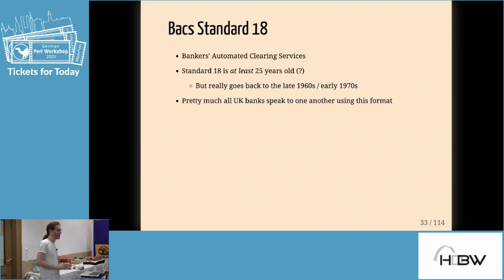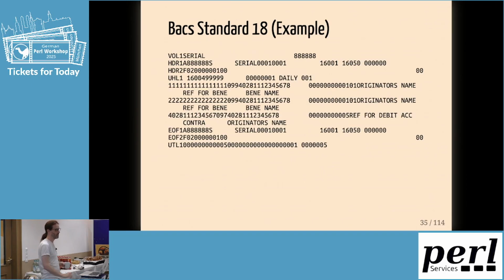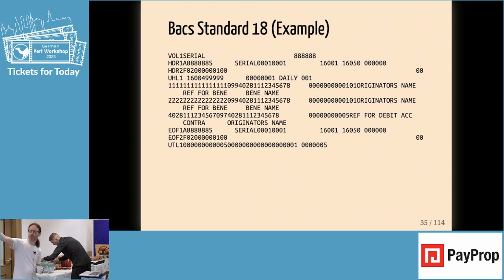Yeah, so pretty much all UK banks speak to one another using this format. It's widely adopted in one form or another in many other countries. So you find a spec from an Indian bank and you'll look at it and think, oh, this has come out of the BACS standard. It's kind of similar to the first one. So it's fixed width, but you can see it's maybe a little more readable. It's got records, volume 1, header 2, so it's a little bit more legible, maybe. Still not great.